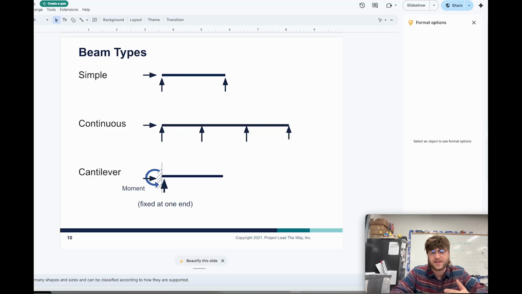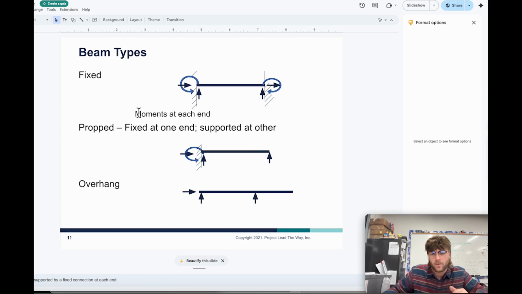All right. So in terms of the different beam types, there are simple beams. This is pretty much 90% of what we're dealing with. Continuous beams are also a possibility. There are also cantilever beams, where it's fixed at one end. There's also the case where it's fixed completely on both ends, right? And so there are going to be moments at each of the ends. There's also propped, where it's fixed at one end and supported at the other. And then there are also beam types with an overhang. As you can see here, we have a support here, and then there's this overhang.